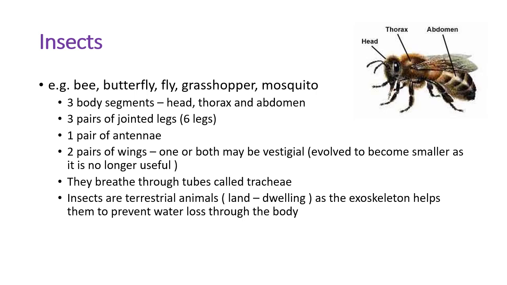They breathe through tubes called trachea. Insects are terrestrial animals, which means land-dwelling animals, and the exoskeleton helps them to prevent water loss through the body. So, they are a very successful group of animals.